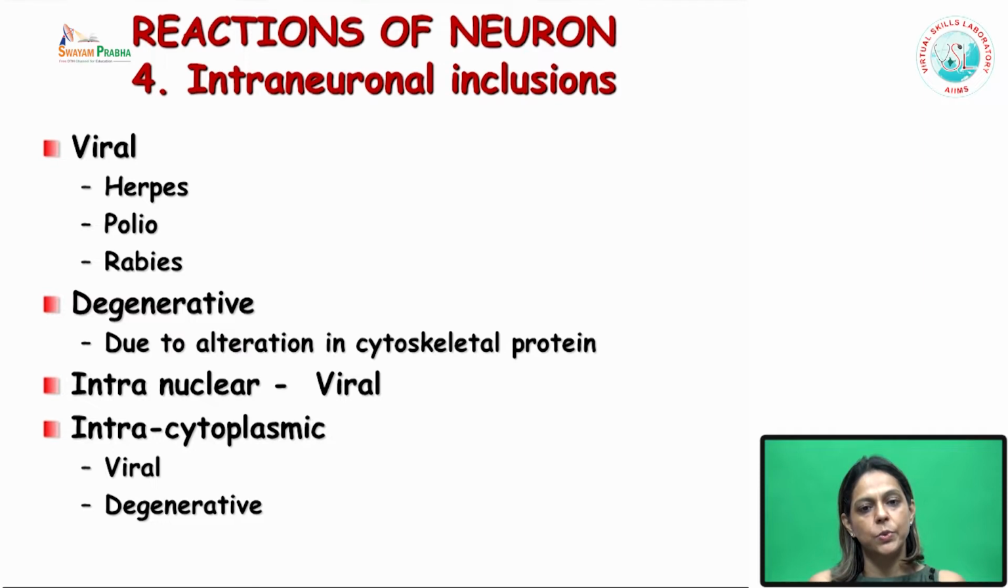Now the fourth change which occurs in neurons as a result of insult to the neurons is intraneuronal inclusions. So intraneuronal inclusions can be either in the nucleus of the neuron or in the cytoplasm. In most of the viral infections, the inclusions which are seen in the neurons are in the nucleus, and in most of the degenerative conditions, you see the inclusions in the cytoplasm of the neuron.